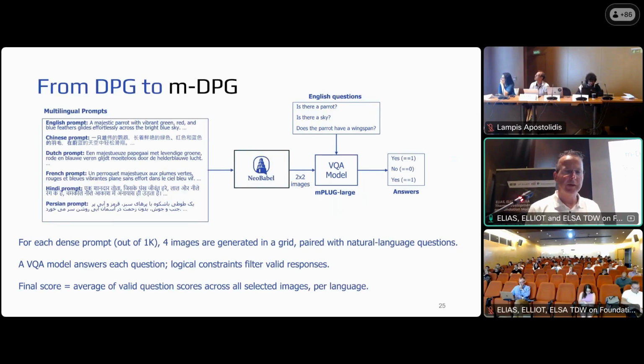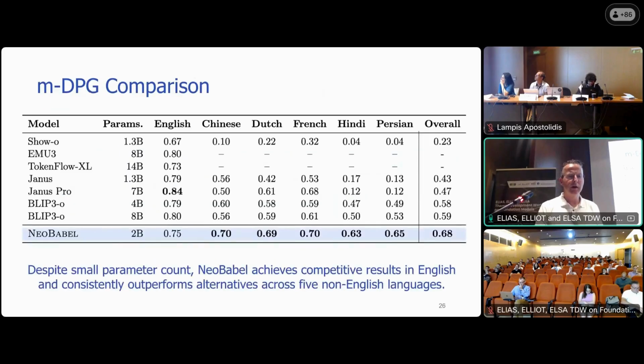So let's also have a look at those results. Again, what we see here is that for English, we are not the best, but comparable. Here Janus Pro does a really good job, but it needs many more parameters. But as soon as we go to any of the other languages, the NeoBabel approach is much more effective.